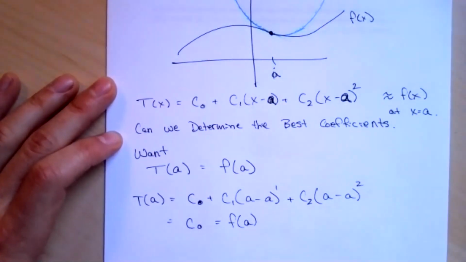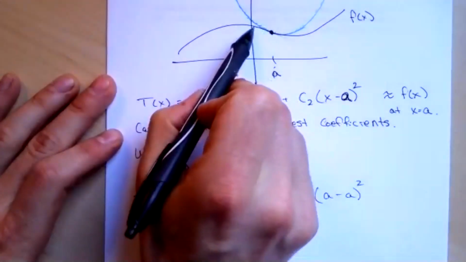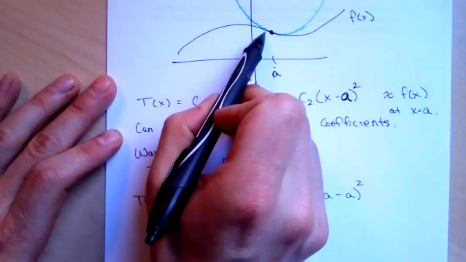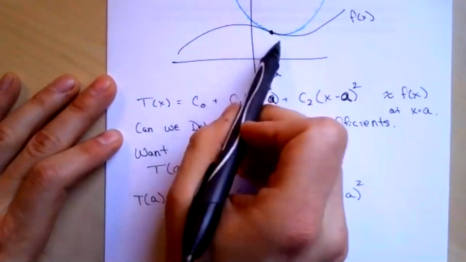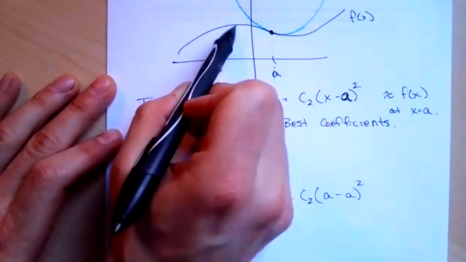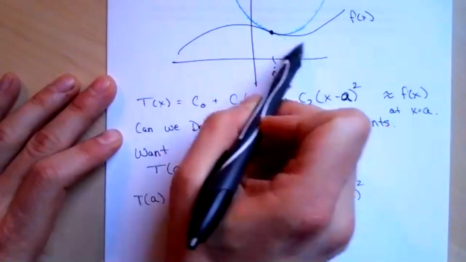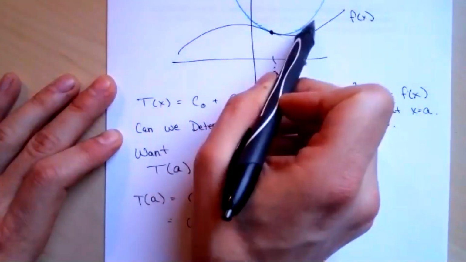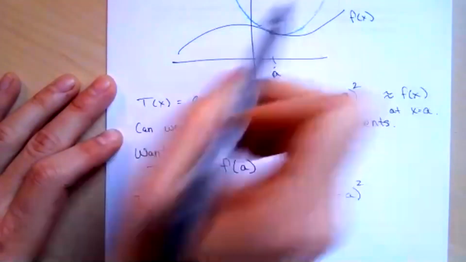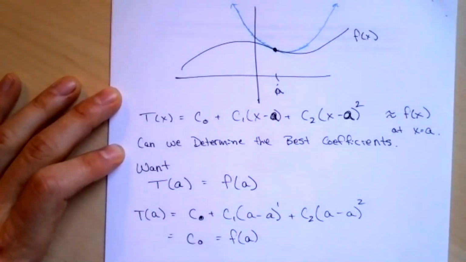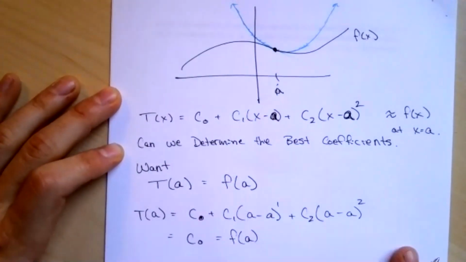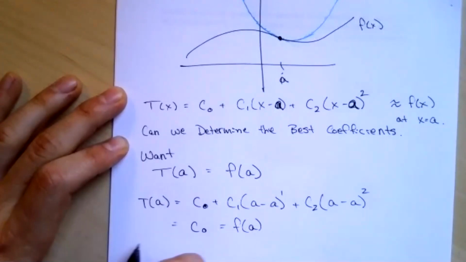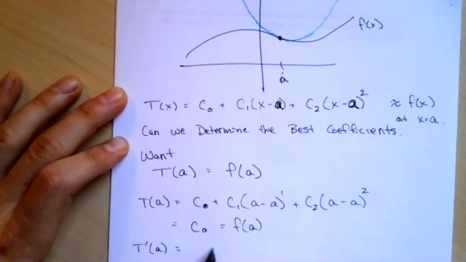What else are we going to want at that parabola? Well, if we want it to be close to the function, we should match the first order derivatives, namely the tangent line at this point. A tangent line approximation should also be the same tangent line approximation to that parabola. They should have the same slope, the same rate of change. So we should have that t prime of a is also equal to f prime of a.